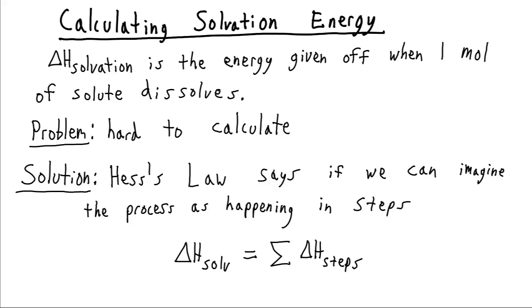Well, our solution is a trick we've used before. We have Hess's law, which says that if we can just imagine the process as happening in steps, it doesn't have to actually happen in those steps, but if we can imagine a series of steps that would lead to the observed state of our system, then we can calculate the total energy of our system just by adding together all the different energy changes for all those different steps.